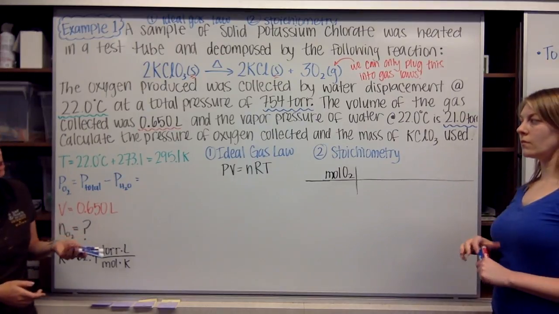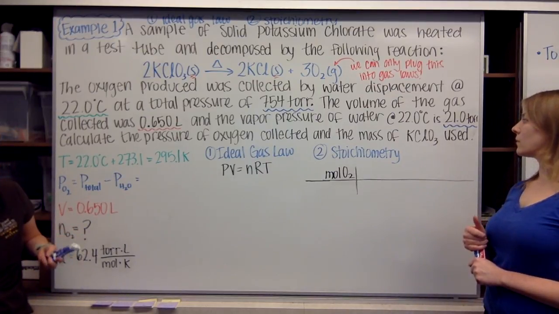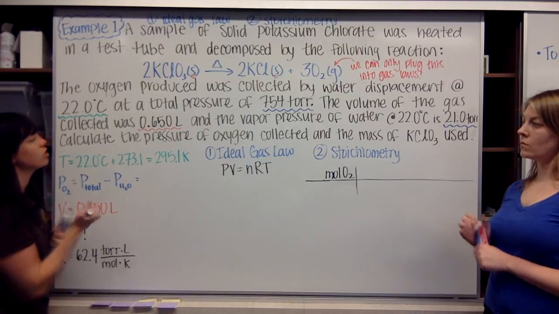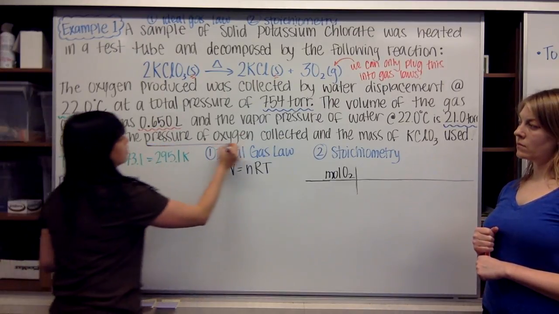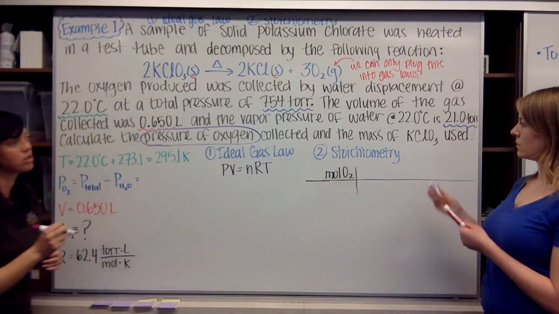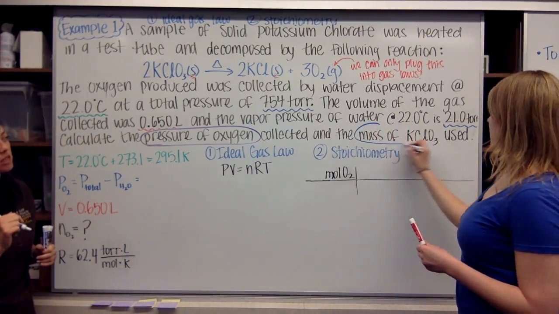Calculate the pressure of oxygen collected and the mass of potassium chlorate used. So these are the two things that we are looking for. The pressure of oxygen, the partial pressure of oxygen, and the mass of potassium chlorate.